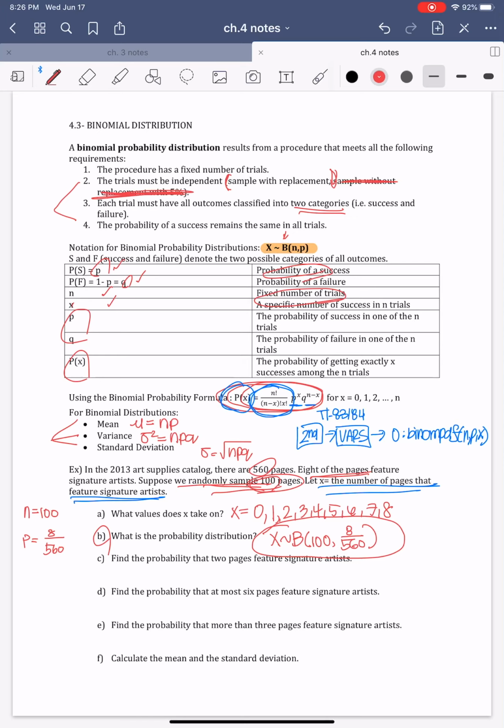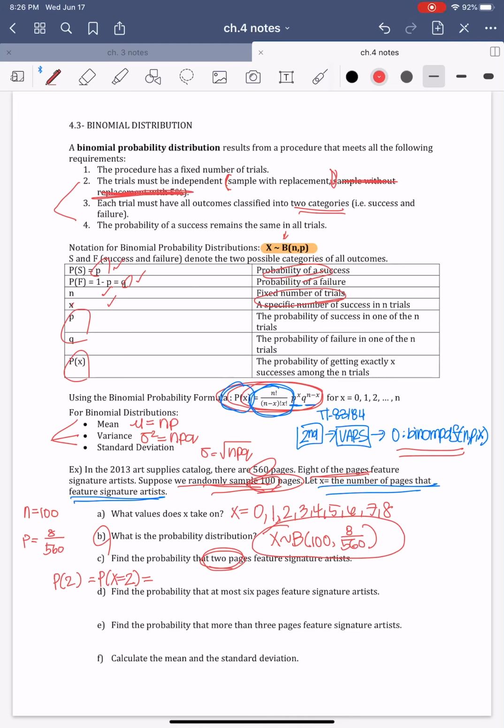Okay, so that means I want x to be equal to 2. That will be the probability that x equals 2, or you could write it this way too, P of x equals 2. You could use this messy formula, but as I mentioned, I'm going to show you how to use a calculator to get the number.